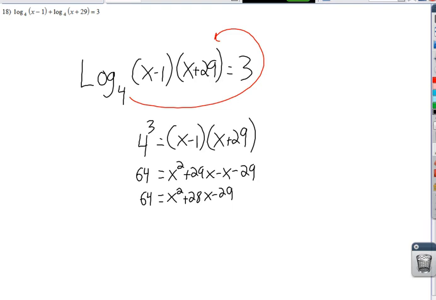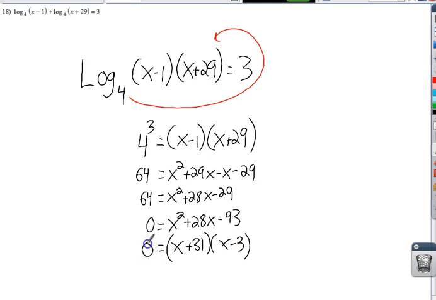Alright, so now what I've got to do is take negative 29 and subtract 64 from that and see what I get. Because I need to set it equal to 0. So I get x squared plus 28x minus 93 equals 0. So I need to find two numbers that multiply to a negative 93 and add to a 28. Well, that would be x plus 31 and an x minus 3. That equals 0. Now, if I go ahead and solve these, I get x equal to negative 31 and x equal to 3. Cool beans.